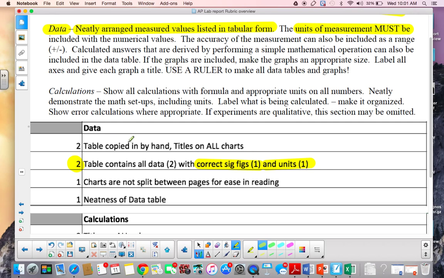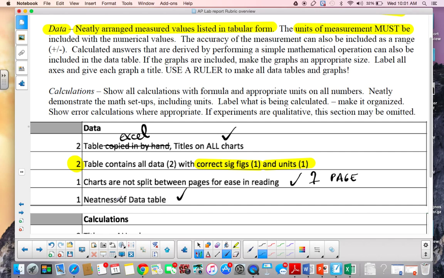The table, copied by hand, actually, we could basically edit that. The idea would be, at this point, for college, you want to do it in Excel. Titles and list all the variables and the units on everything. Units on everything. Charts are not split in between pages. What that means is if you make an Excel chart, it should fit on basically 1 page. You shouldn't split it over 2 pages because it's hard to basically identify trends in the data.